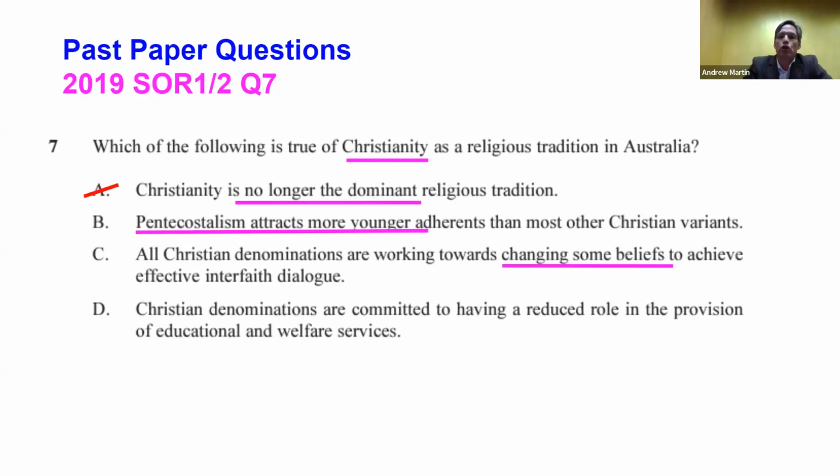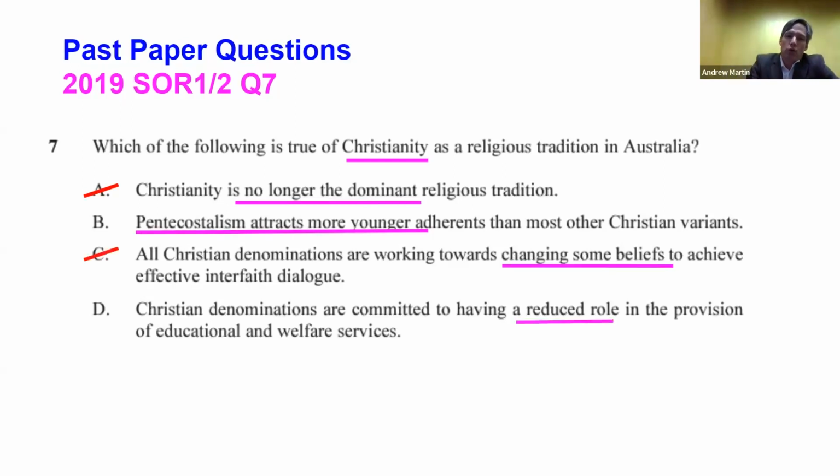All Christian denominations are working towards changing some beliefs to achieve interfaith dialogue. Changing beliefs is not something that religions tend to do. The beliefs are the beliefs. They don't change. The key beliefs, the principal beliefs that you learned about in Year 11, they remain the same.